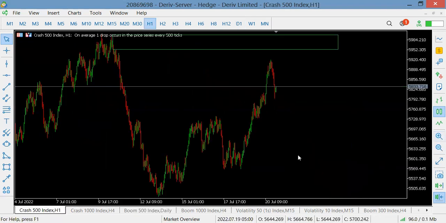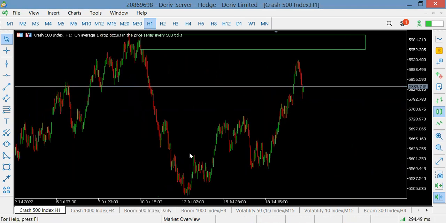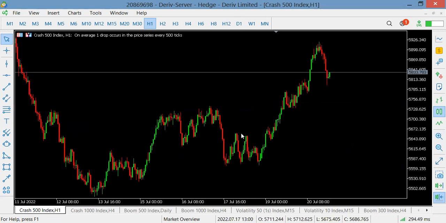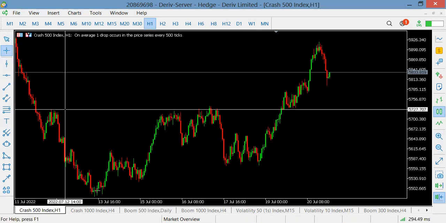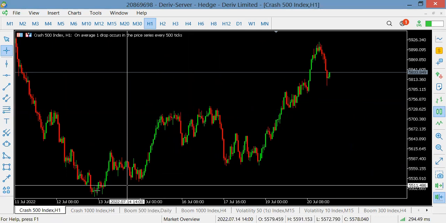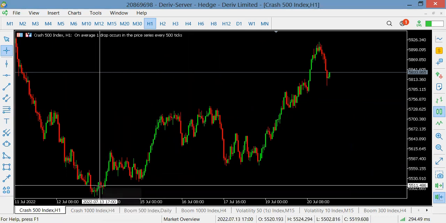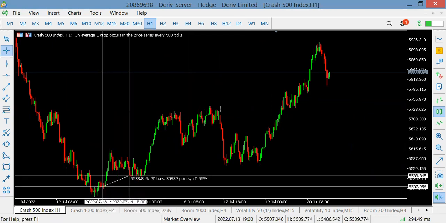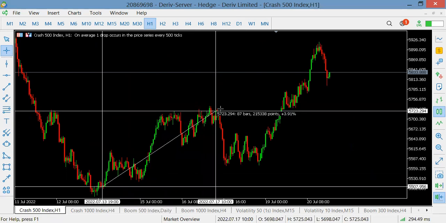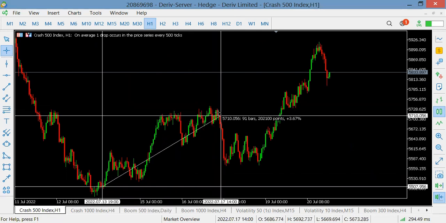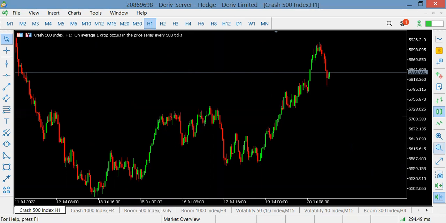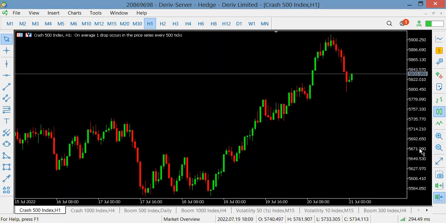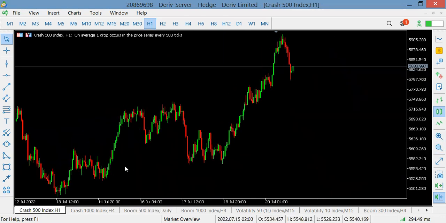Also, Crash 500 index. In my previous video, I told you guys how I was able to tap into this move from this level. I entered this move from this level, rode the market up to this point, and I began to see some bearish reversal. I closed out. As you can see, I tried re-entering. I think I will drop that on my free Telegram group, how I tried re-entering this move from this zone.